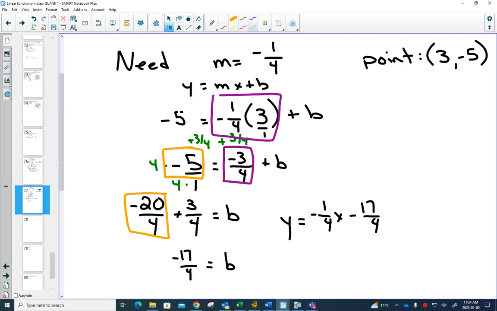So then here, I'll circle it. Once you found your b value, you can write your final equation. Your final equation should have a number in for the m and a number in for the b, if it's in slope-intercept form.